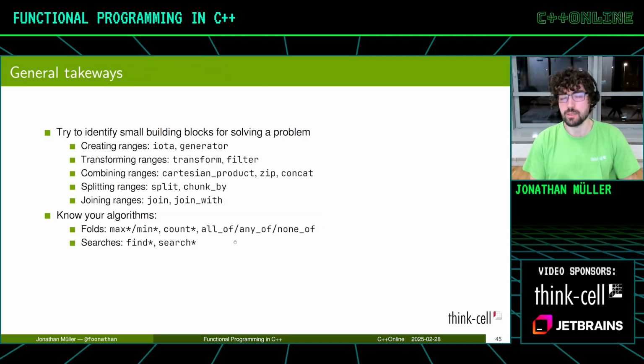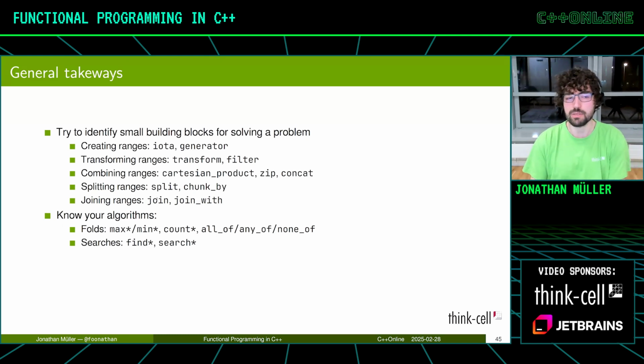So the takeaway here is when you compose algorithms, try to identify small building blocks for solving a problem. To create ranges, use iota and generator. To transform ranges, use transform and filter. To combine multiple ranges into one, use the Cartesian product, zip, or concat view. To split ranges, use split or chunk_by. And to join ranges, use join and join_with. And that's how you can describe a range in a pipeline.